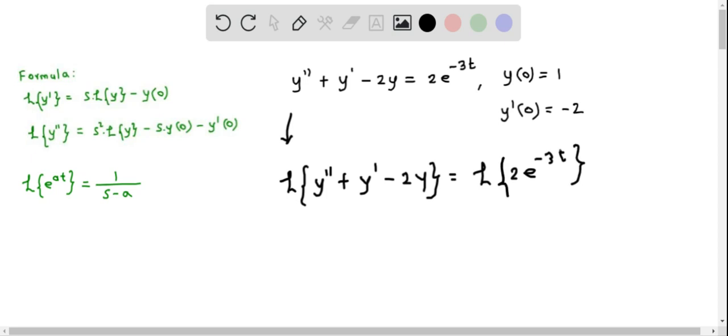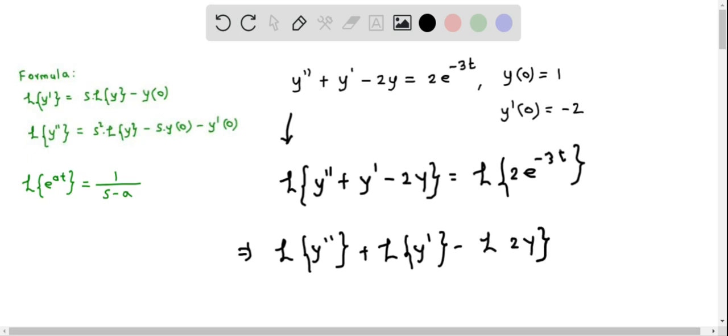Now, applying the linearity property of Laplace transform, we can write this as Laplace transform of y double prime plus Laplace transform of y prime minus Laplace transform of 2y. And this equals, we can factor the 2. So therefore, this becomes 2 times Laplace transform of e raised to the power of negative 3t.